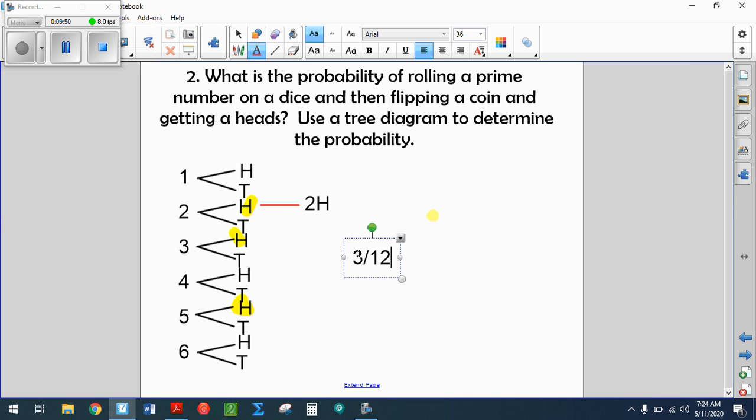So even if I don't look at the probabilities along the way, which would be 1 out of 6 for each of these, and then 1 out of 2. So 1 out of 6 times 1 out of 2 is 1 out of 12. Each of these is then a 12th. You can just count and see that there are 12 options. So that's out of 12, and then 3 that we want.